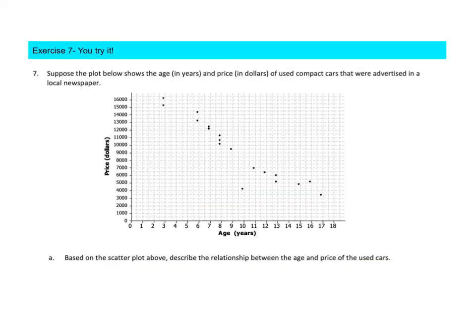All right, for exercise 7 we have a new graph. This is showing the age and price of used compact cars that are advertised in a local newspaper. So based on that scatter plot, please tell me the relationship below. You have 30 seconds. All right, based on this plot, you should have noticed that this is a downward trend. Going from left to right, it is going negative, and it does form the pattern of a line. So this is a negative linear trend.